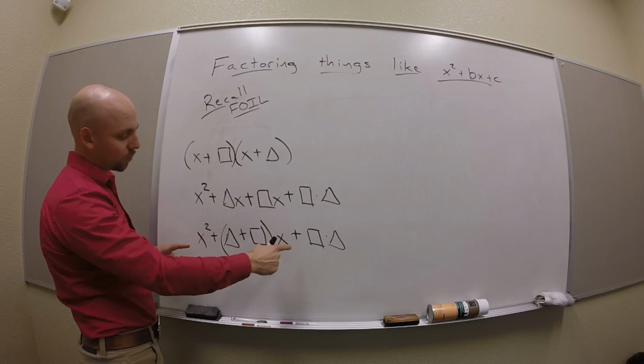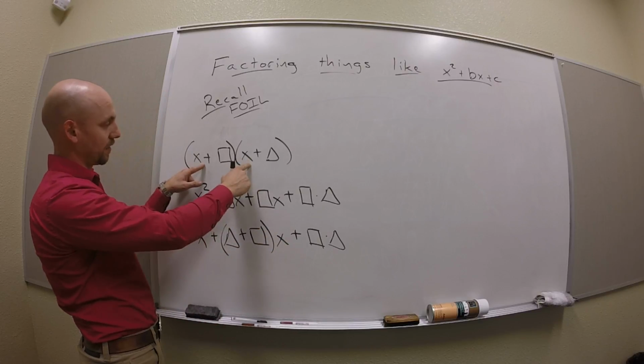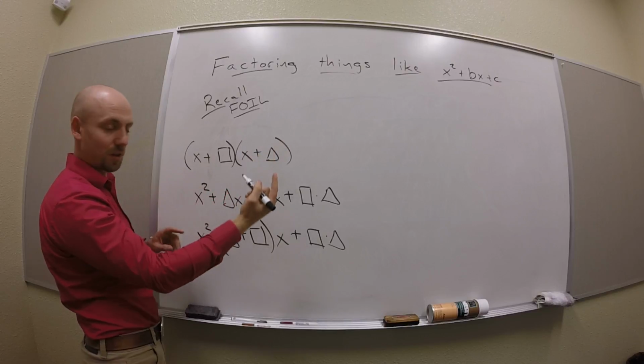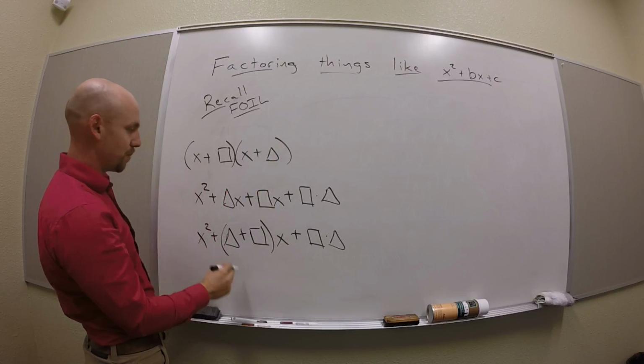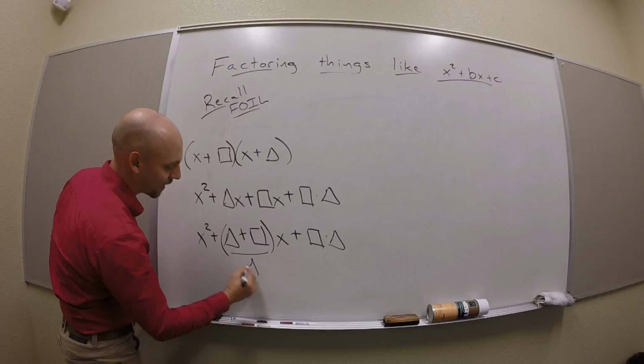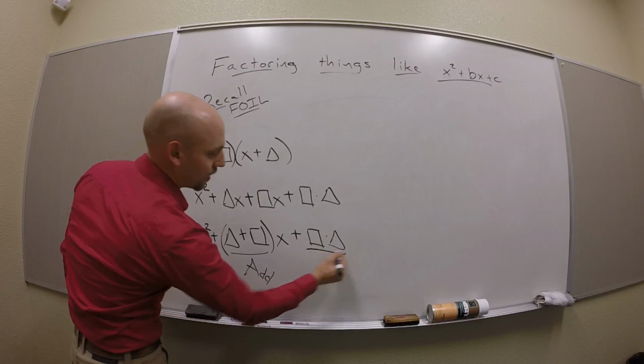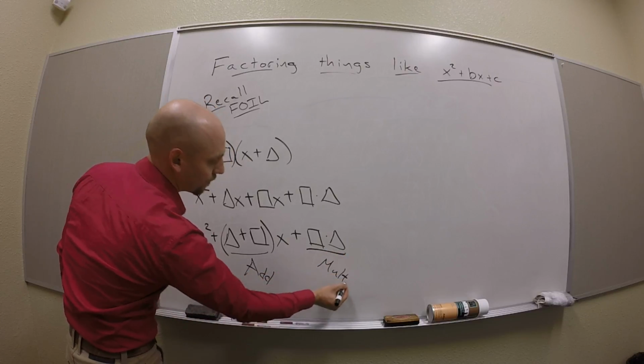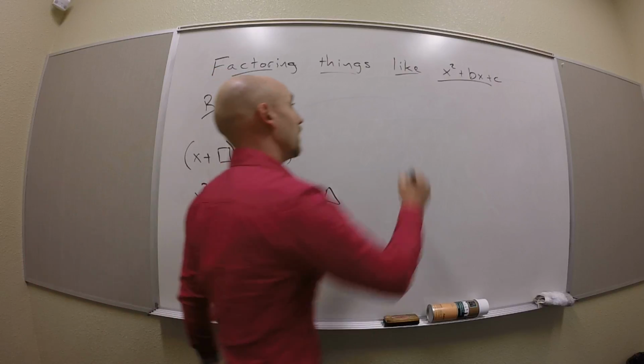So this is what it looks like when I foil x plus something times x plus something else. I get this kind of funky pattern where there's adding happening here, and here there's multiplying happening. Okay, so that's the idea.